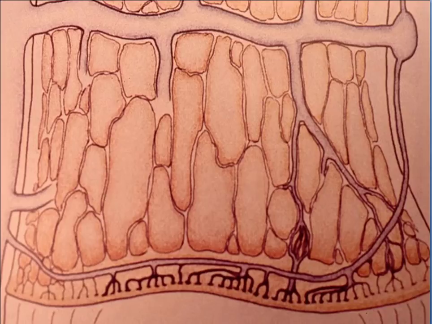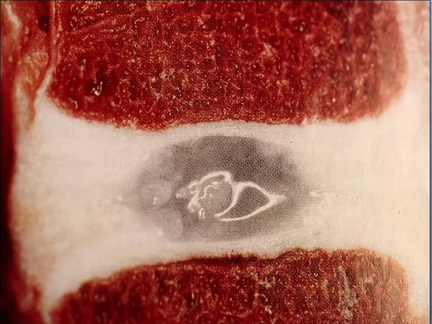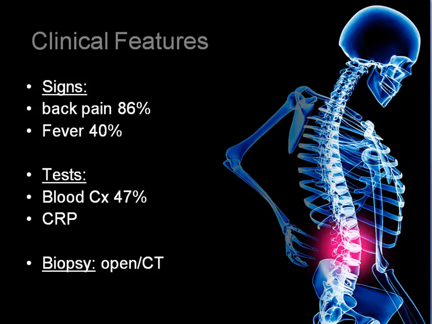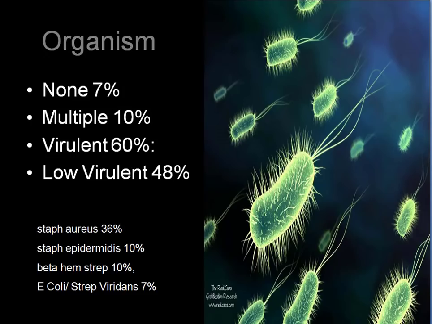And you can see here how the end plates are completely vascularized in a child. And this is a normal child's disc on pathology, and more of an adult that's slightly degenerated. So these infections usually present with just pain, but everybody has back pain, so it's very hard to know if someone has an infection. And usually they do not have a fever. Blood cultures are positive half the time. The organism is usually Staph aureus.